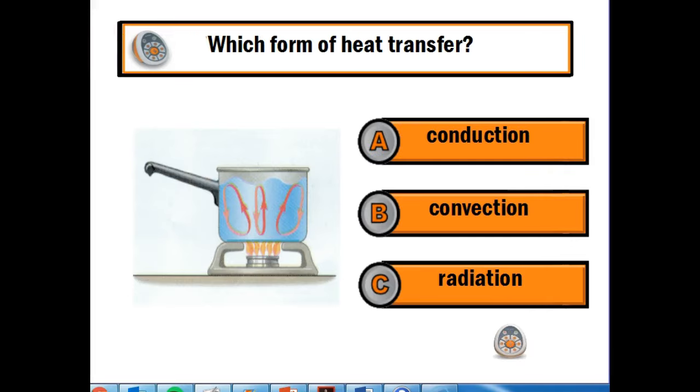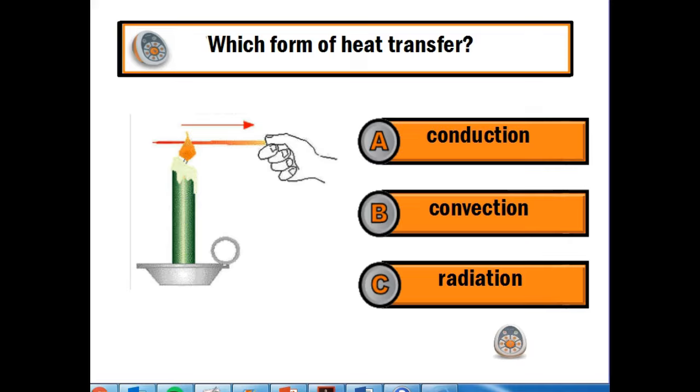Oh, this picture looks familiar. There's liquid, and there's arrows going up and arrows going down. Is this conduction, convection, or radiation? Yes, you should have chosen convection. We can tell because the bottom part of the water is going to get hotter, so the particles will spread out. It'll be less dense. When something's less dense, it floats to the top. And then the denser material, the water that's away from the heat, is going to sink to the bottom.